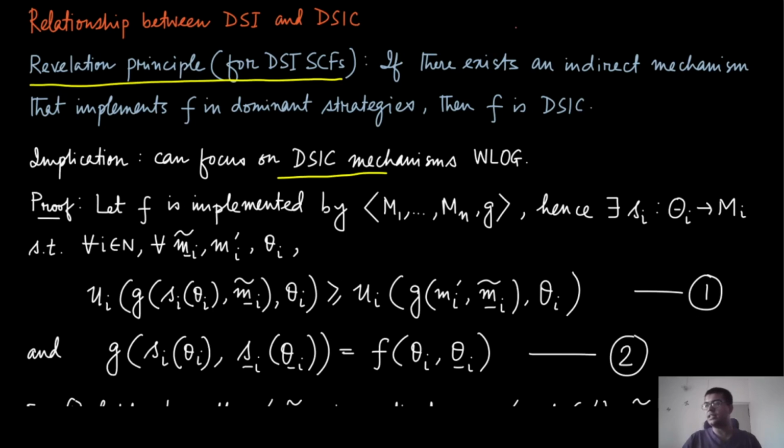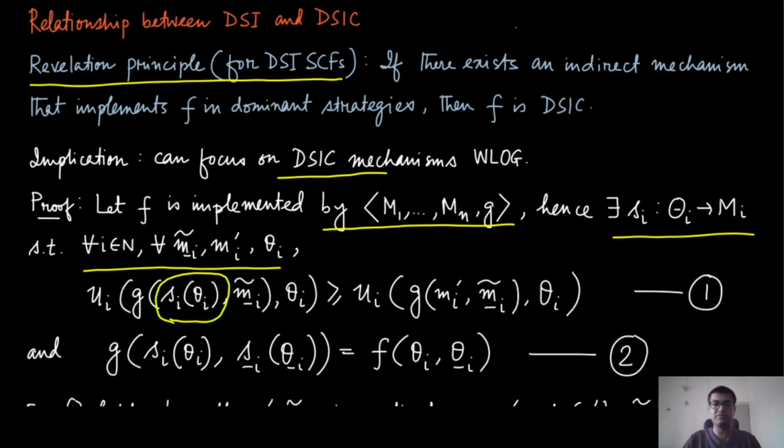So it is saying that the social choice function F is dominant strategy implementable. So there must be some indirect mechanism given by this, such that there exists some message mapping, which takes these capital Theta i's to capital M i's, such that for all these players and for all these messages of other players, this S_i(theta_i) must be a dominant strategy. So this is the definition.